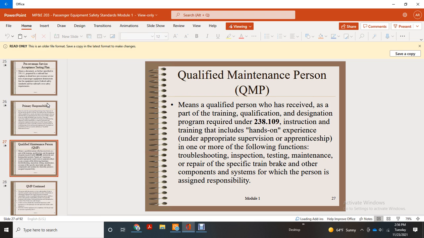Qualified maintenance person means a qualified person who has received, as part of the training and qualification designation program required in 238.109, instruction and training that included hands-on experience under appropriate supervision or apprenticeship in one or more of the following functions: troubleshooting, inspection, testing, maintenance, or repair, specifically of train brake or mechanical component systems for which the person is assigned responsibility. Qualified maintenance person, continued.